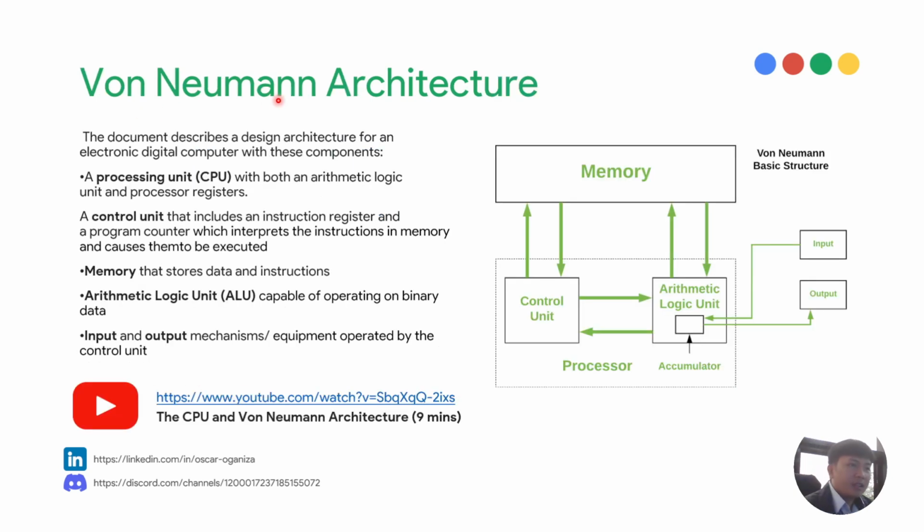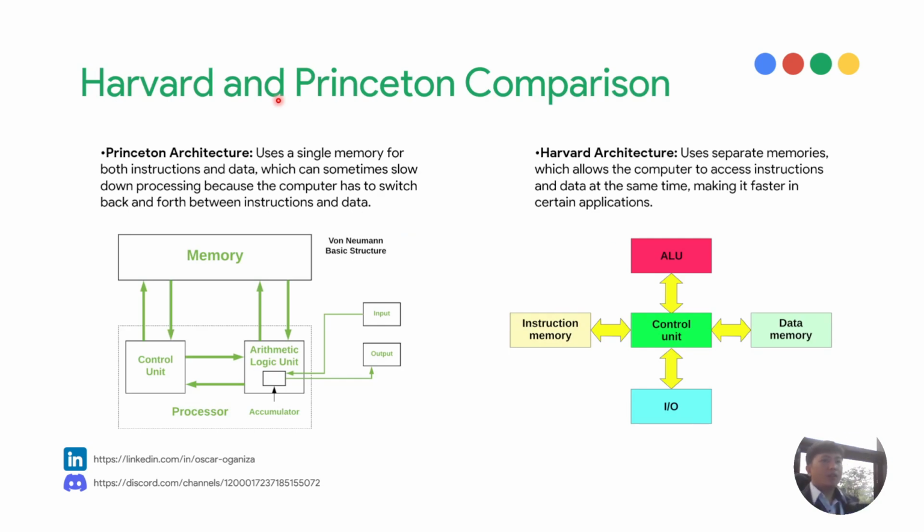That's the improvement implemented by Harvard, using the von Neumann architecture. Okay? So, let us now compare the Harvard and Princeton architecture. When we say Princeton or the von Neumann architecture, it uses a single memory for both instructions and data, okay, which can sometimes slow down processing because the computer has to switch back and forth between instructions and data. On the other hand, the Harvard architecture uses separate memories, which allows the computer to access instructions and data at the same time, making it faster in certain applications.